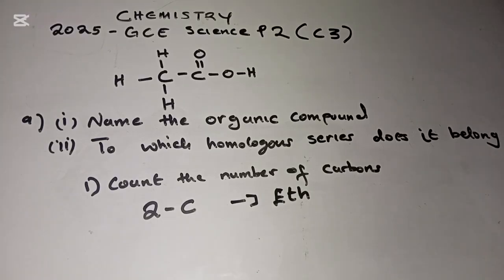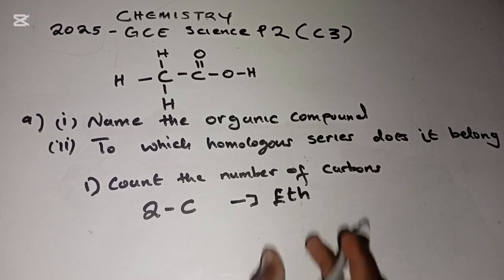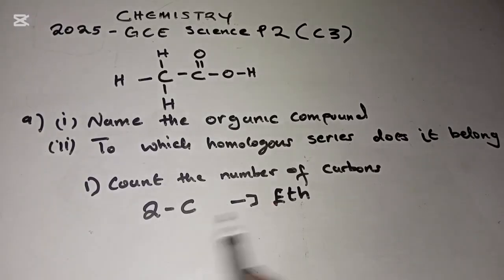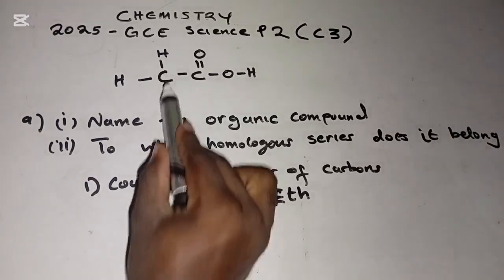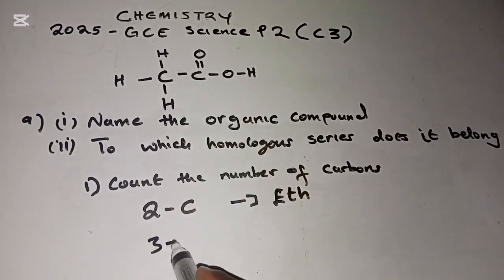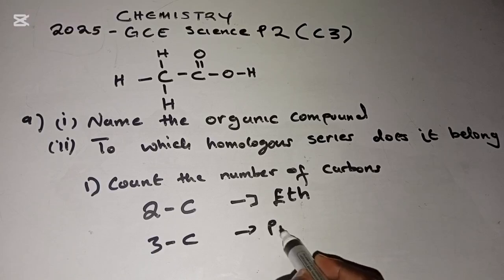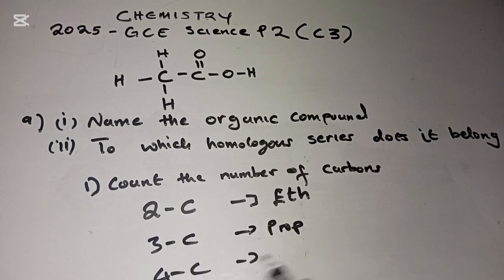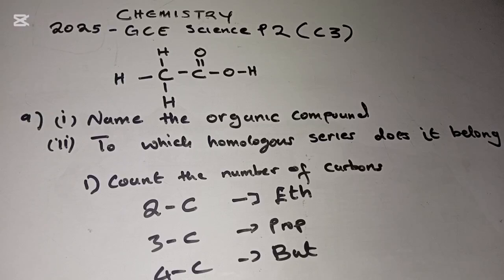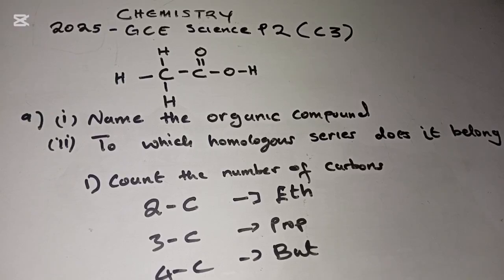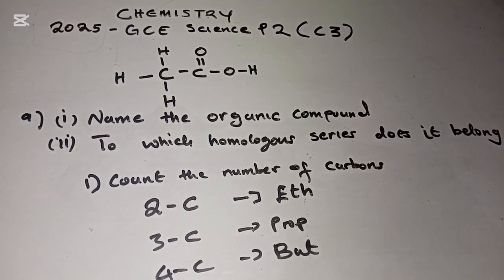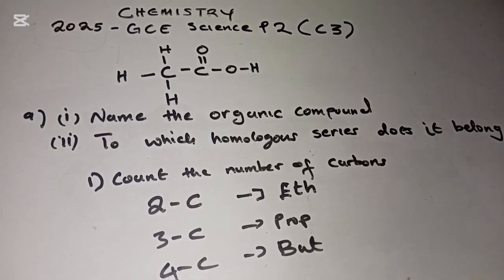If you haven't watched my videos on introduction to organic chemistry, please try to do so. I explained the prefixes. Eth simply means two carbon atoms. If there were three, it would have gotten the prefix prop. Four carbons would have gotten the prefix but, as in butane. So that is on the prefixes.